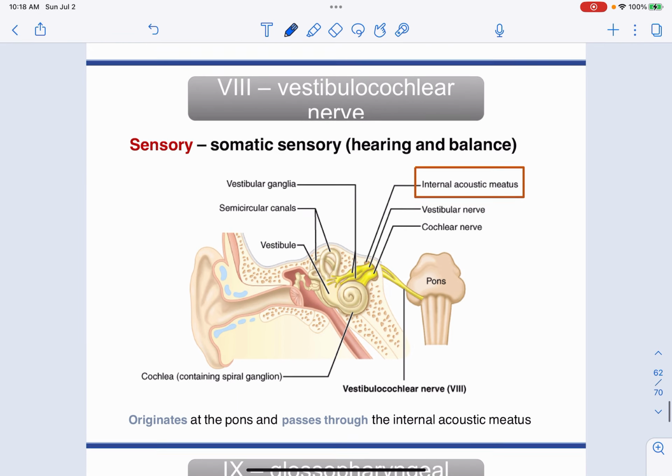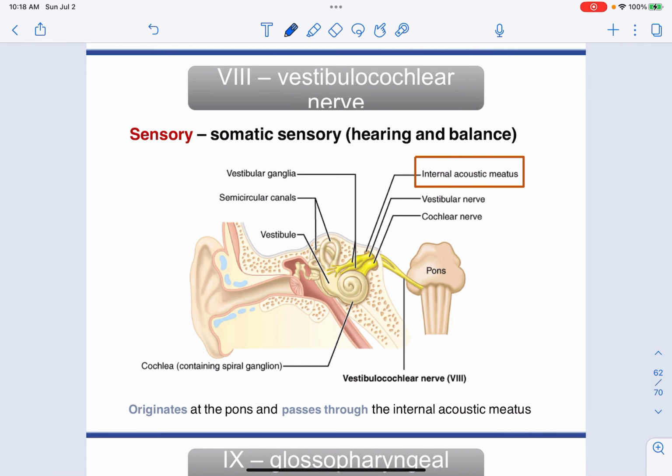All right, the 8th cranial nerve is called the vestibulocochlear nerve. This nerve has sensory information passing through it. It is somatic sensory, so it is involved in hearing and balance. So this nerve originates at the pons, which is what is showing you right here. It is also passing through the internal acoustic meatus and going to various places in our ear. This nerve is going to transmit the things that we hear.